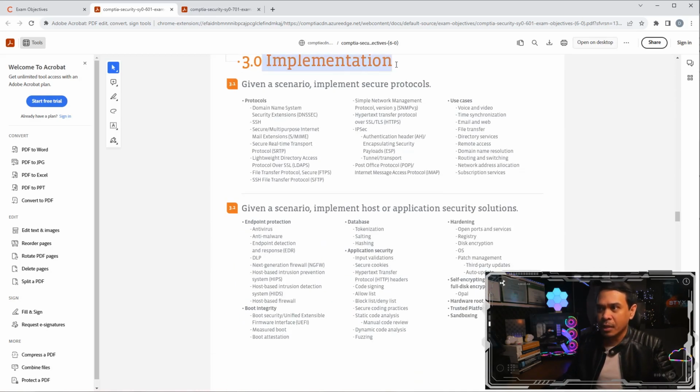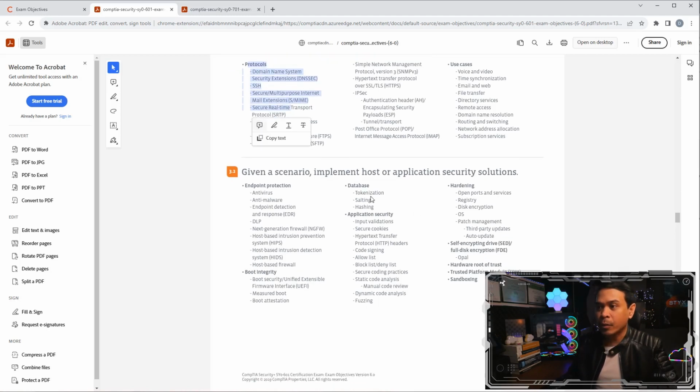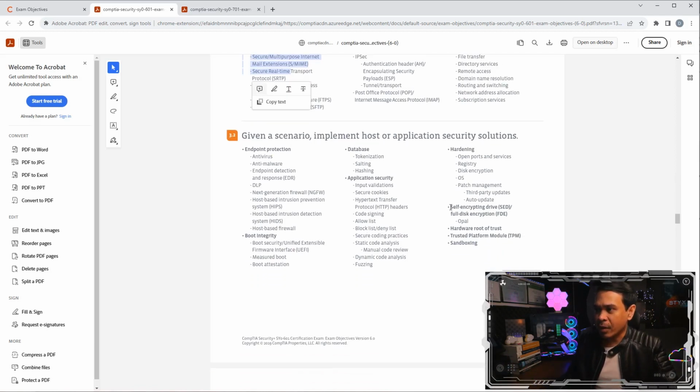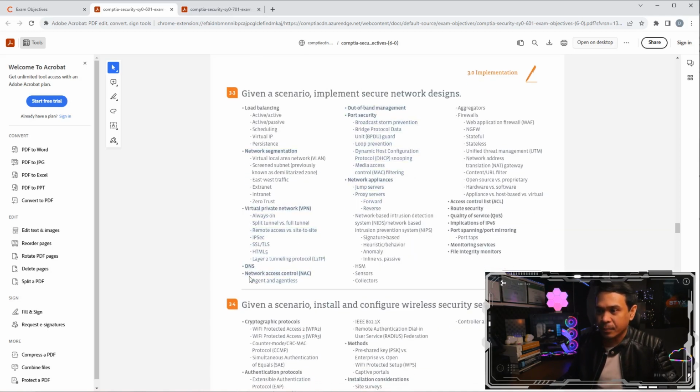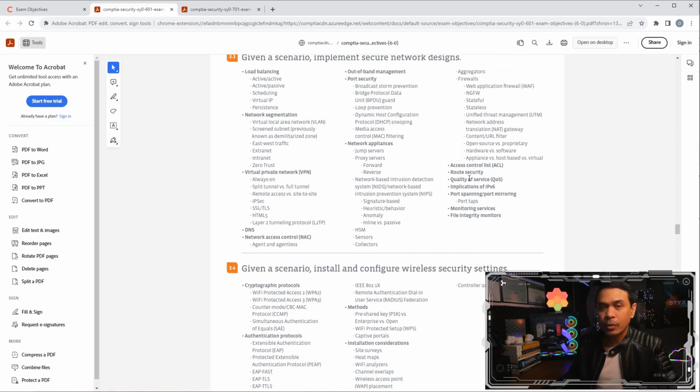Now, for domain 3, I would say this is a little more advanced than domain 2. Let's say a continuation of domain 2, where we talk about protocols, use cases, and hardening our infrastructure. So database hardening, application security, which is considered hardening of applications. What else do we have here? We have self-encrypting drives, sandboxing, and this is where we also introduce many different infrastructure platforms, such as load balancing. Network segmentation is also introduced here, VPNs, NAC or network admission control, sometimes we call it network access control, network appliances, and even layer 2 security concepts such as port security are also talked about here.